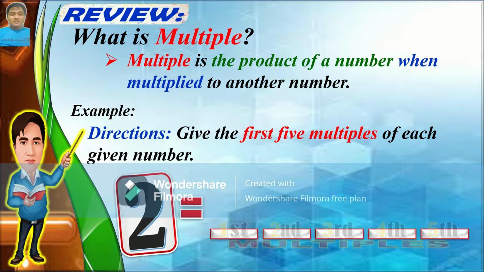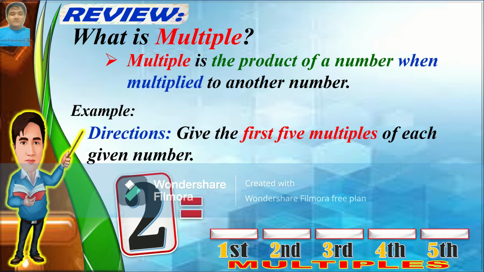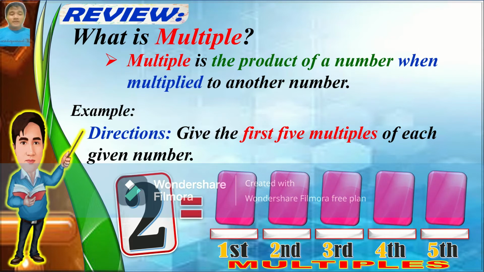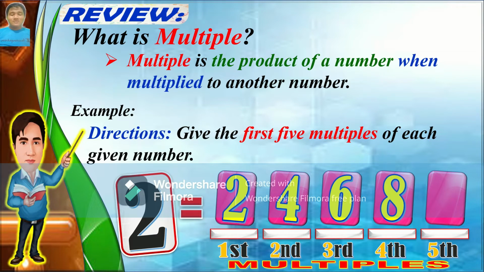Like for example in this problem, what are the first 5 multiples of 2? To get the first 5 multiples of 2, meaning we are going to multiply 2 by 1, 2, 3, 4, and 5. And the answers are 2 times 1 equals 2, 2 times 2 equals 4, very good, 2 times 3 is equal to 6, 2 times 4 is equal to 8, and 2 times 5 is equal to 10. So those are the first 5 multiples of 2.